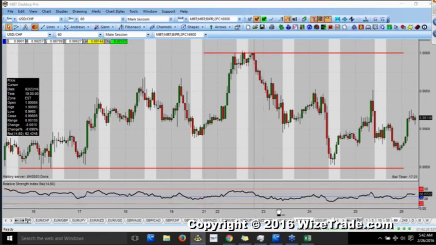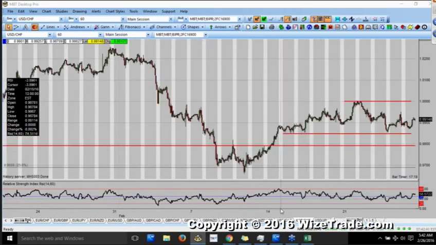I want to buy the dollar Swiss. Not today. I want to buy the dollar Swiss at some point. I'd rather buy it at 95 cents than where we're currently at, 99 cents. I'd rather buy it at 96 cents.